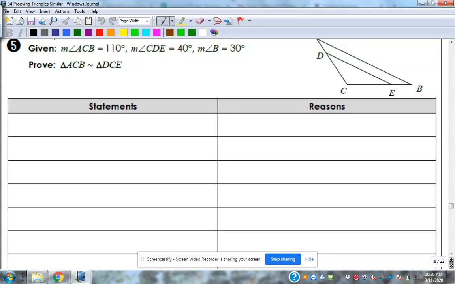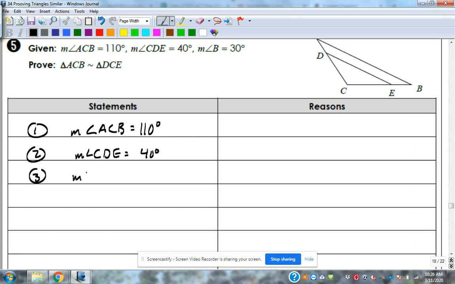All right, so we got the givens. Measure of angle ACB equals 110. Measure of angle CDE equals 40. Measure of angle B. Yeah, everybody should have got the given. That's right.